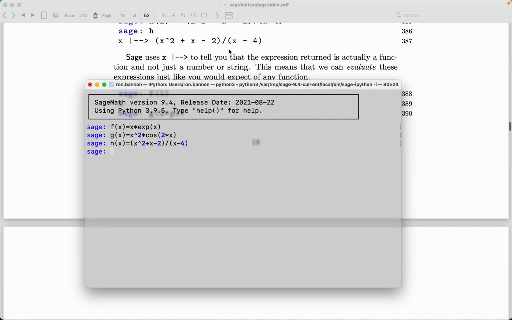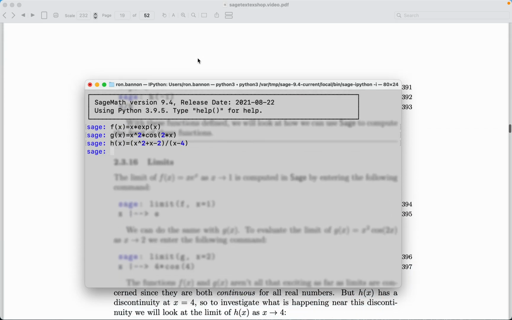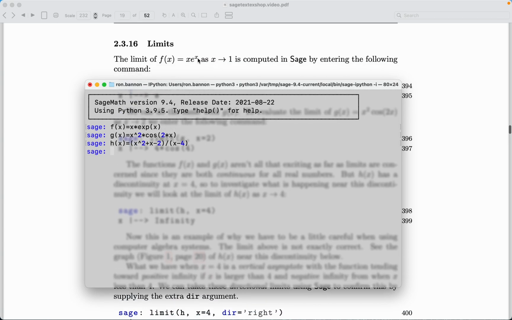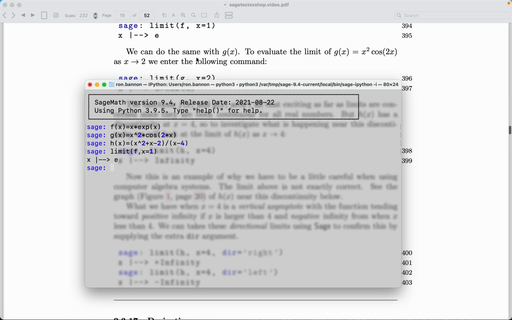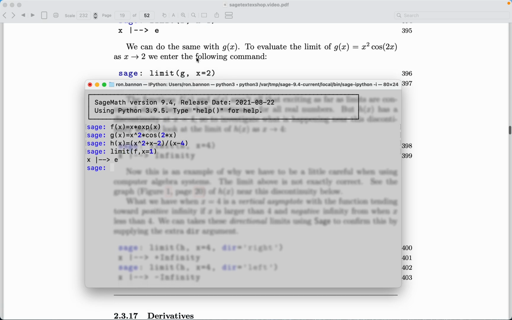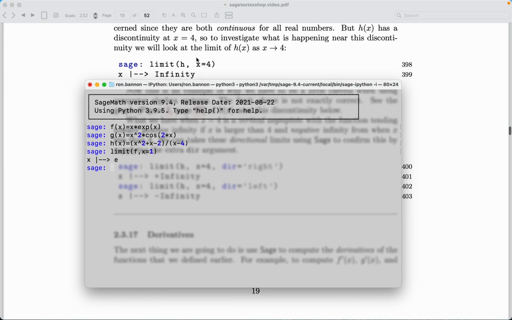All right, so let's take a look. First, kind of simple things: evaluating a function, displaying the functions, and so on. Of course, we want to get to some calculus stuff, and limits are a good place to start. So the limit of the function f of x as x goes to 1. All right, it says it's e. You can do these things by hand as well.